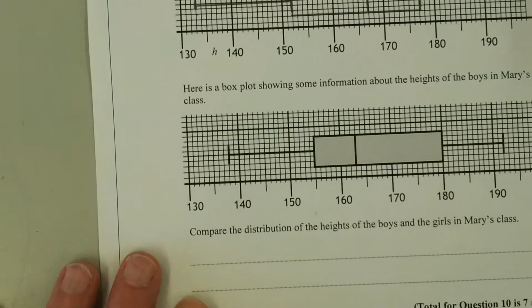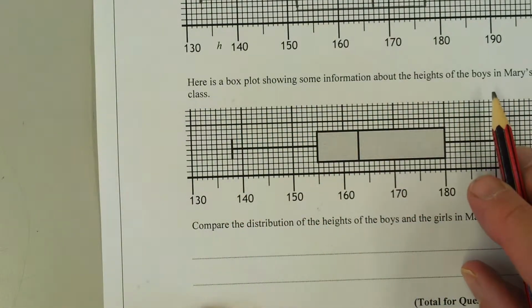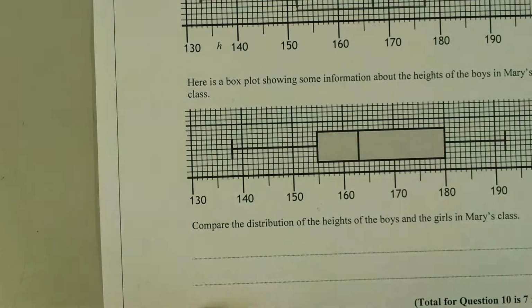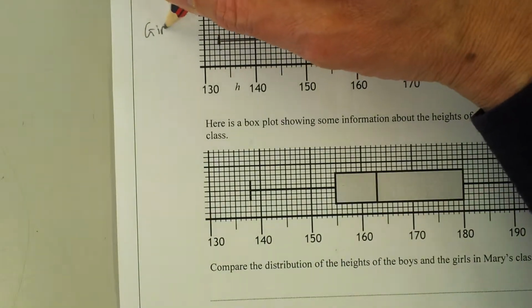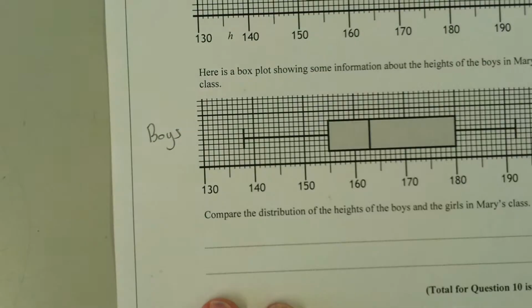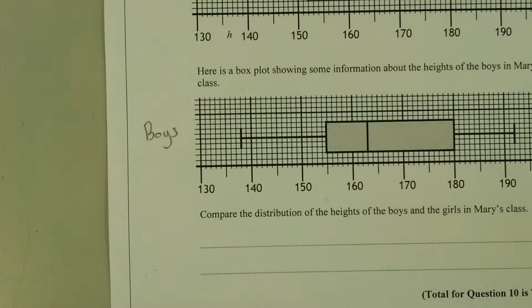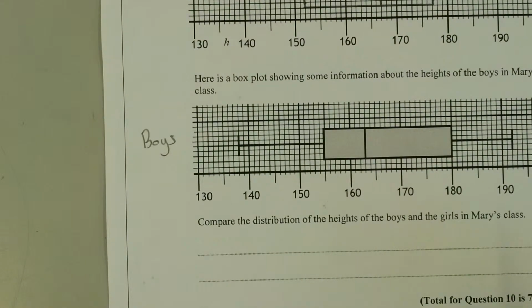Now let's look at the next part of the question. It says, here is a box plot showing some information about the heights of the boys in Mary's class. So I'll just label them. This is girls, this is boys. Just in case I get mixed up somewhere down the line. Compare the distribution of the heights of the boys and girls in Mary's class. When you're comparing, there's two things you always compare. You compare the medians, which is the average, and either the range or the interquartile range. I'm going to compare the range each time because it's just a little bit easier to do.